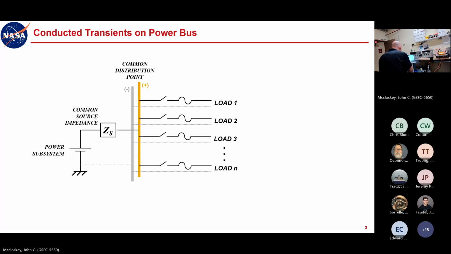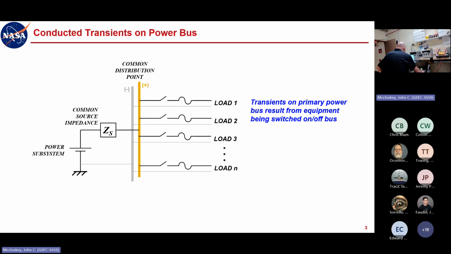I always like to understand what it is we're protecting ourselves against. Just pumping your hardware with the CS06 pulse, that's all well and good, but you should have some understanding of what it's representing. So we go to our basic model of power distribution here. You have a power subsystem, some common source impedance, your distribution point, and then you have your loads hanging off of that common distribution point.